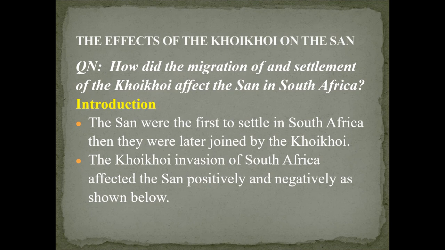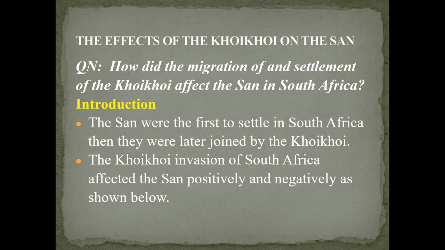Then, lastly, let us look at the effects of the Khoikhoi on the San. A question can come when they are asking you, how did the migration and the settlement of the Khoikhoi affect the San in South Africa? Okay, give an introduction, first, if it is on part A, but remember on part B we don't introduce. Okay, you said the San were the first to settle in South Africa and later joined by the Khoikhoi.